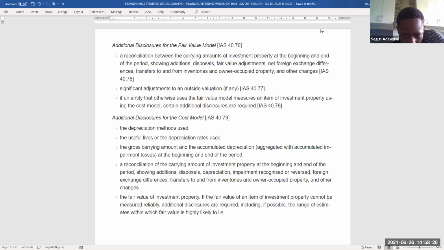If the fair value of an item of investment property cannot be measured reliably, additional disclosures are required, including, if possible, the range of estimates within which fair value is highly likely to be.